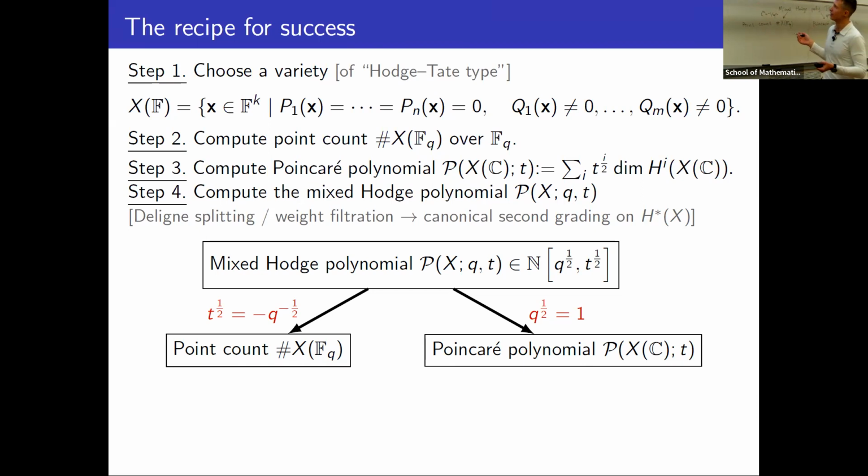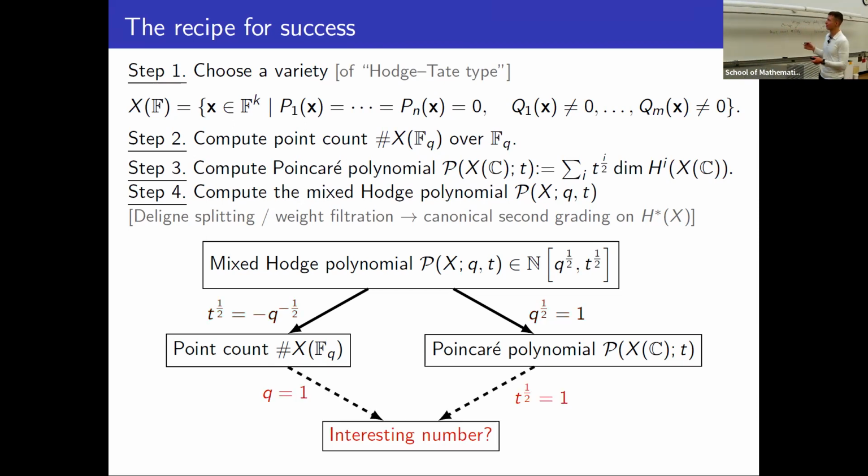Finally, I want to complete my commutative diagram. I want to find something that's below both of these. Let me try to do it like this. I'm going to try to plug in q and square root of t to be equal to 1. My arrows are dashed because the diagram doesn't actually commute. So q goes to 1 and square root of t goes to 1. And hopefully this thing at the bottom is an interesting number.